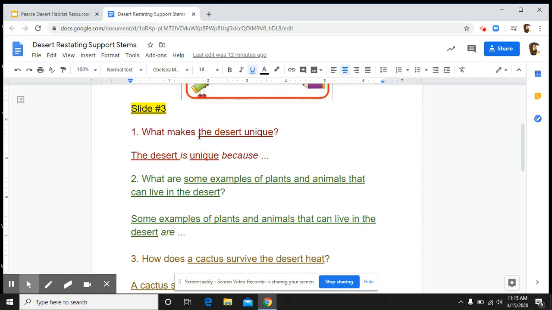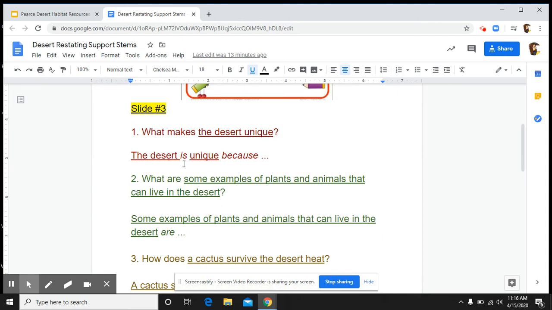Take a look at the underlined words. In the question, I underlined the words the, desert, and unique. If you notice, in my answer, I also underlined the words the, desert, and unique. And that's to show you that I am taking words from my question and putting them in my answer. Now, sometimes those words will be in order, or sometimes I may have to add a word in between words, before, after, to make sure it makes sense. So in this example, I needed to add the word is in between the words desert and unique in order for it to sound right.